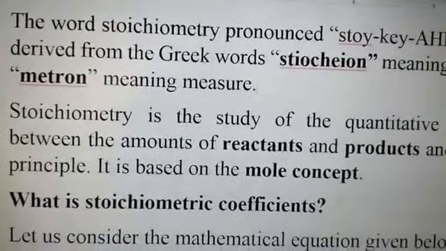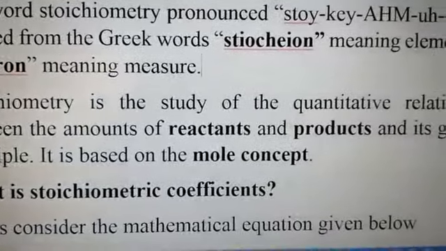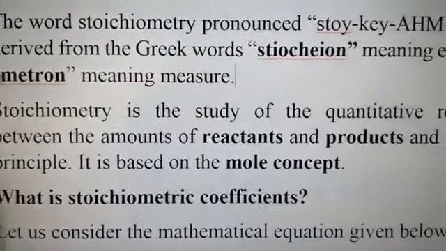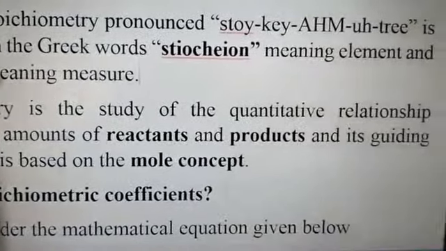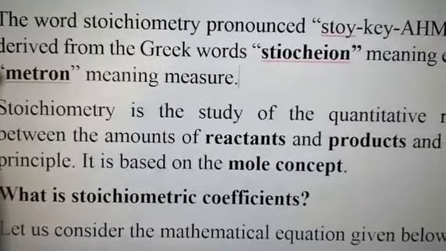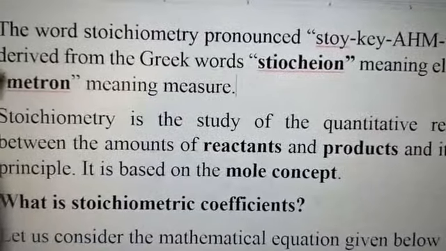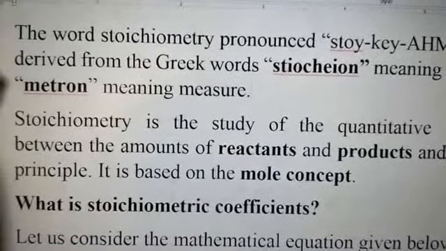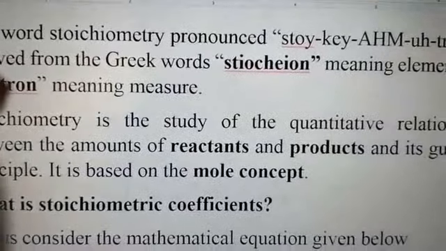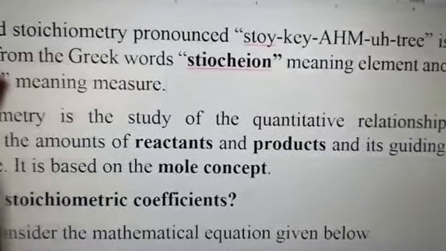So in chemistry, stoichiometry is the study of the quantitative relationship between the amounts of reactants and products, and its guiding principle is the mole concept. As I explained, in stoichiometry, we're interested in knowing the amount of reactant involved in a reaction and the amount of product formed in a given reaction.